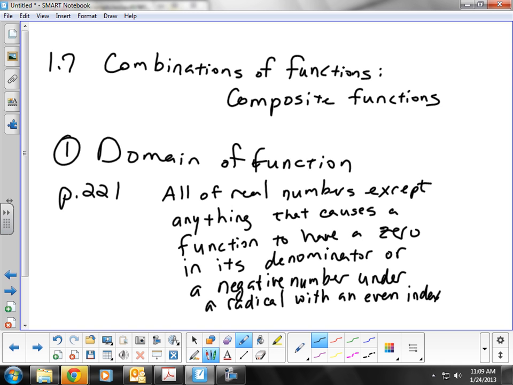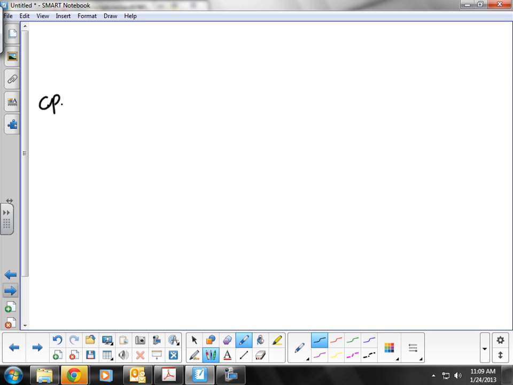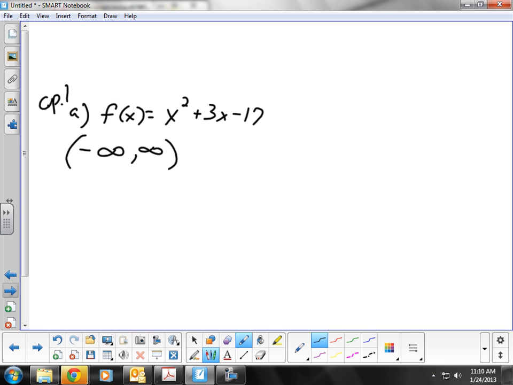So if you will look there at the checkpoint, checkpoint 1, my first function, it says f of x is equal to x squared plus 3x minus 17. Is there a fraction involved here at all? Is there a root involved here at all? So what's my domain? All real numbers. And if you're going to do it in interval notation, instead of writing it out in words or in set notation, you just go from a negative infinity to a positive infinity.